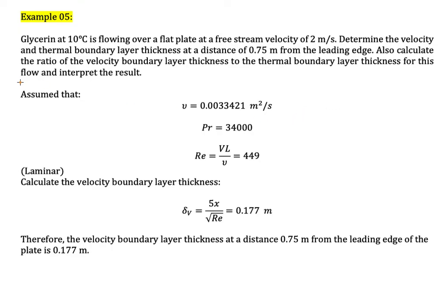We assume in this situation, because we have glycerin here, that its kinematic viscosity is 0.003, and the Prandtl number is 34,000, and we could calculate the Reynolds number as 449. Because it is in the laminar situation, we could calculate the velocity boundary layer thickness by using the Blasius exact solution. So we could get 0.177 meter. Therefore, the velocity boundary layer thickness at distance 0.75 from the leading edge of the plate is 0.177 meter.